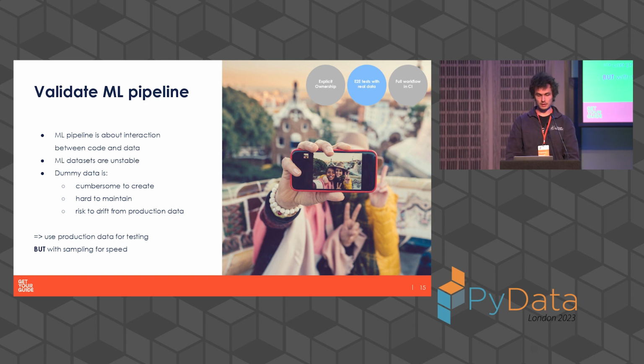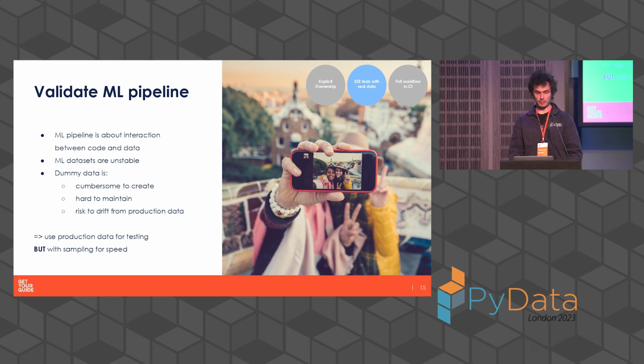In my company and in my team, but not only, in other teams, in other data products, we struggled for a while to validate our machine learning pipeline. Indeed, the thing is that it's about the interaction between the code and the data that is kind of hard to separate.